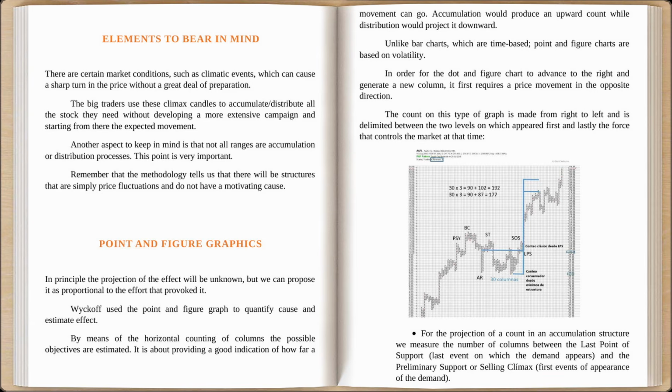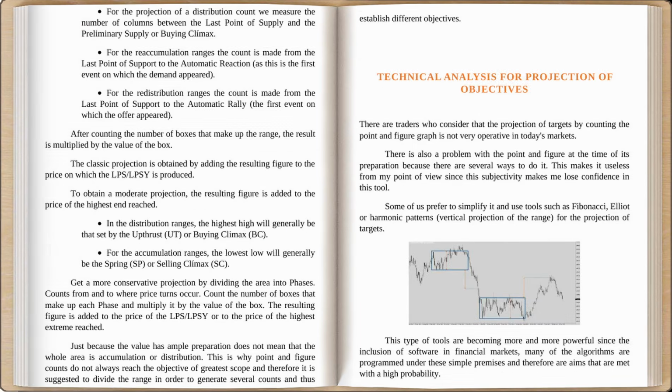For the projection of a count in an accumulation structure, we measure the number of columns between the last point of support, last event on which the demand appears, and the preliminary support, or selling climax, first events of appearance of the demand. For the projection of a distribution count, we measure the number of columns between the last point of supply and the preliminary supply, or buying climax.